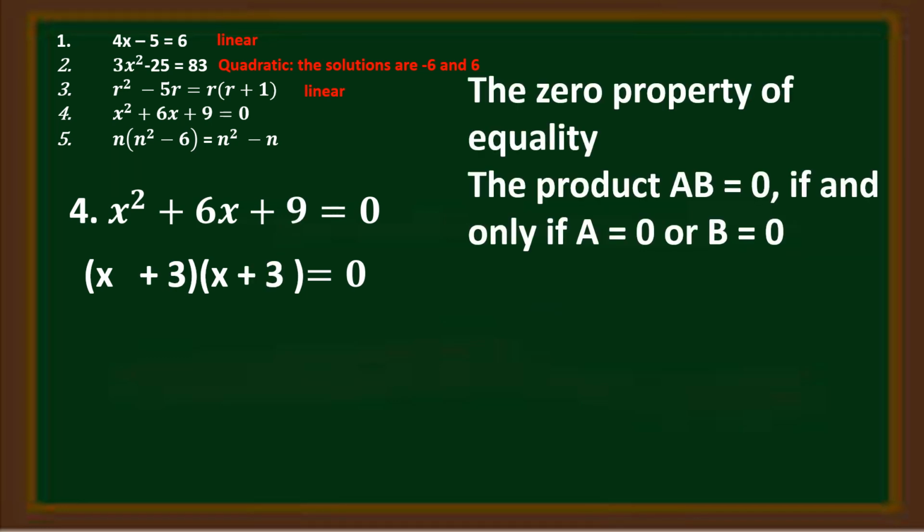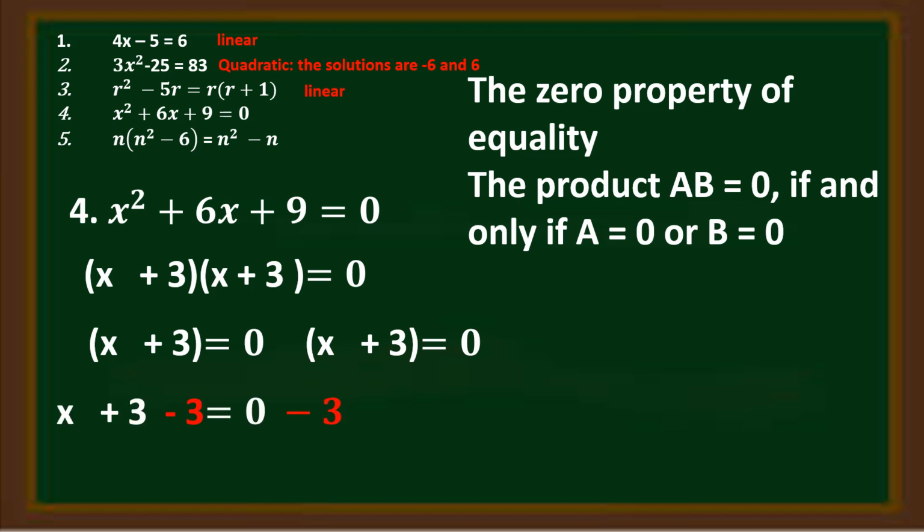The zero property of equality states that the product AB is equal to 0 if and only if A is equal to 0 or B is equal to 0. So, each factor can be equated to 0, giving us the equations x plus 3 is equal to 0 and x plus 3 is equal to 0. Now, solving for x plus 3 equals 0, we have to subtract 3 from both sides of the equation, giving us x plus 3 minus 3 is equal to 0 minus 3.